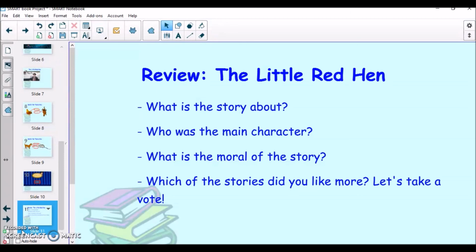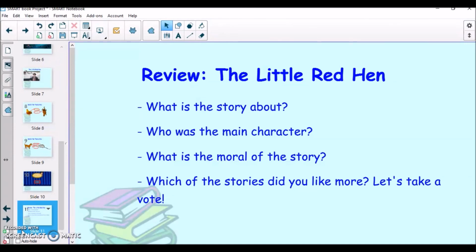Okay, who was the main character of the story? Michael. That's right, the main character was the hen. So, what was the moral of the story, do you think, Aaron? I agree. If you don't do the work, you don't reap the rewards. I mean, they kept saying no, they didn't want to help, so why should they eat her bread that she made? Okay, so to finish off, we're gonna take a little vote here.